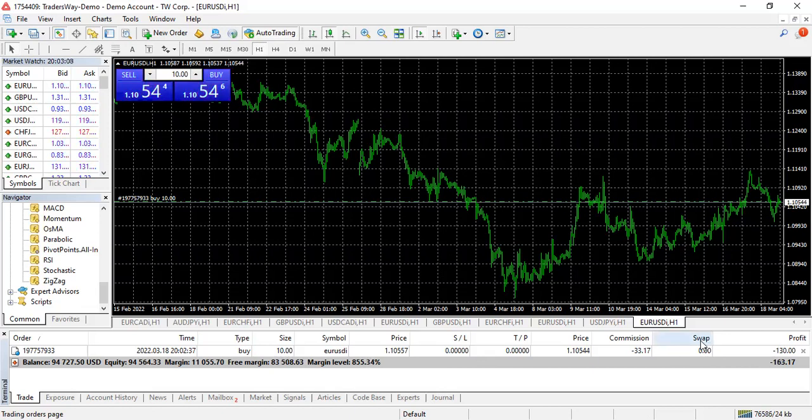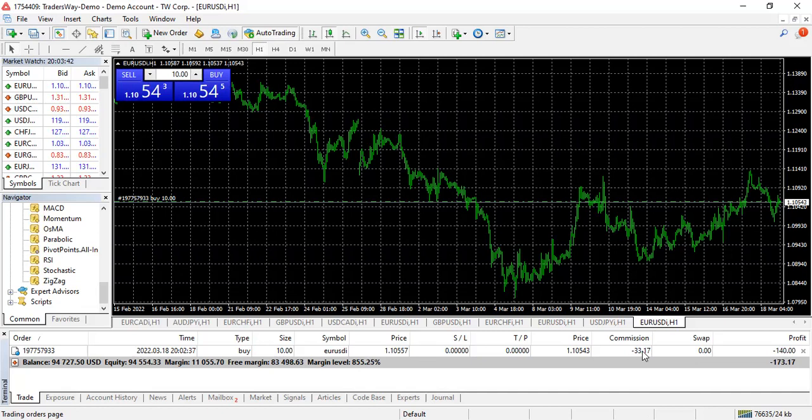So this swap is all about when you have an open trade overnight. Let's assume I'm trading now. I have an open trade and I did not close it till the end of that particular day, and the trade is still open till another day. So the broker is going to charge me for swap, for me keeping a trade overnight till the next day. So you are going to be charged for swap. This is what swap is all about.